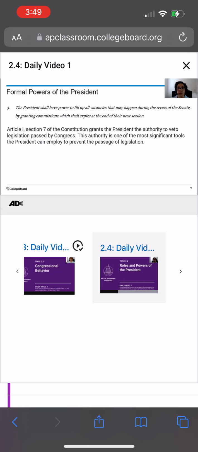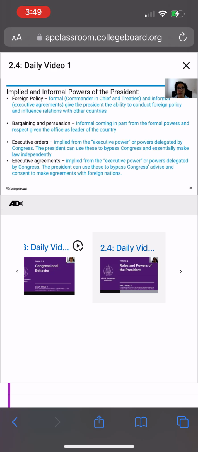Implied and informal powers of the president. We have foreign policy powers that come from the formal power of commander-in-chief and the power of the treaties, and then the informal power with executive agreements, which I'll talk about in a second. Bargaining and persuasion, pretty informal, coming from the formal powers that people have a tendency to revere, the respect that's given to the office holder as leader of the country.